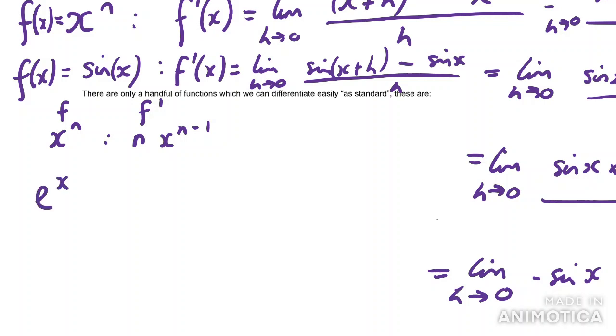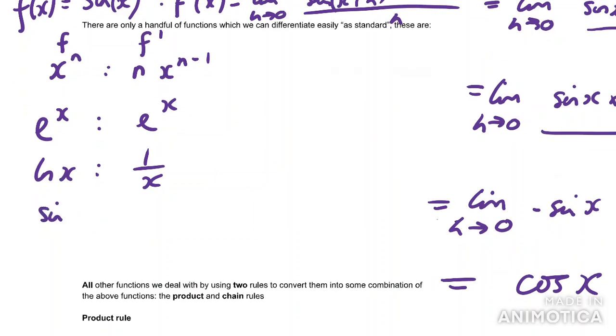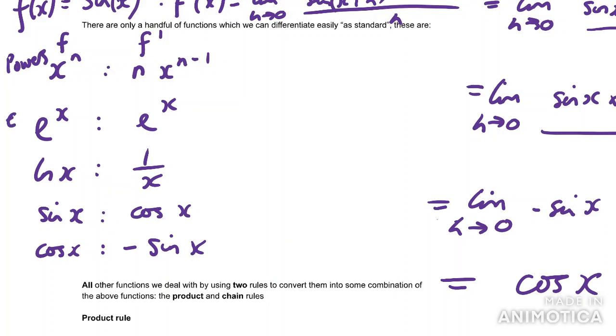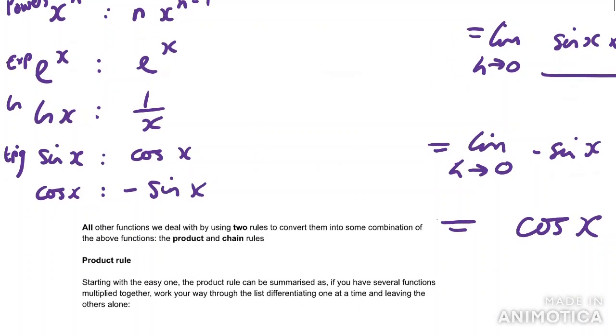Separately, we've got e to the x, and that just stays the same. We've got ln x, and that becomes 1 over x. And we've got sine x and cos x, so sine x becomes cos x, and cos x becomes minus sine x. And those are the building blocks of differentiation. So just remember effectively the rules for powers, exponential, ln, and I suppose you call this trig. And those are all very easy.